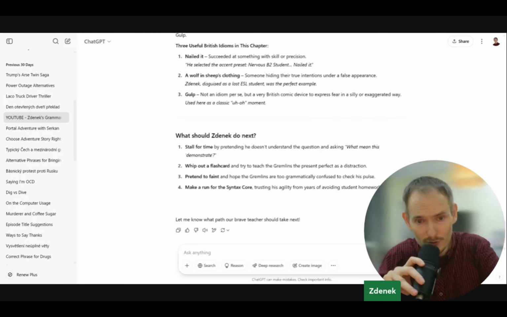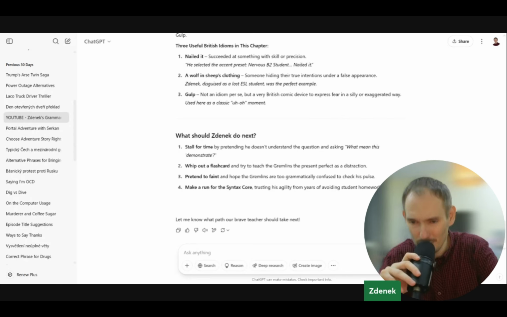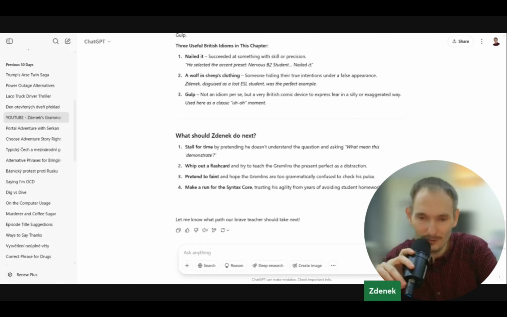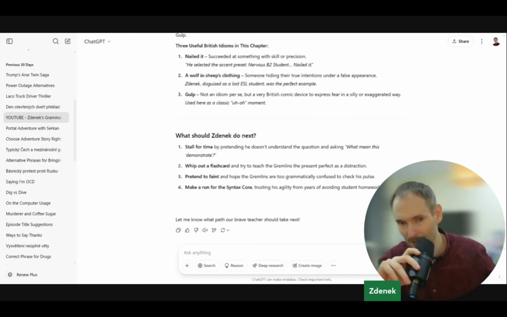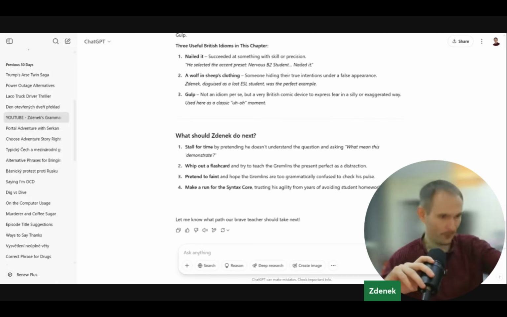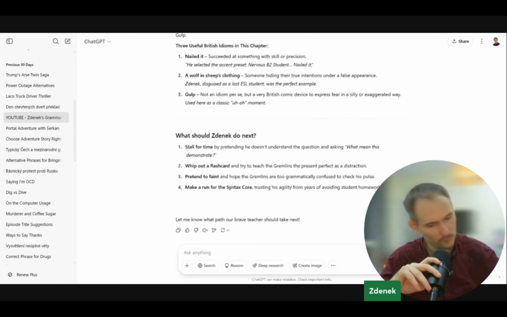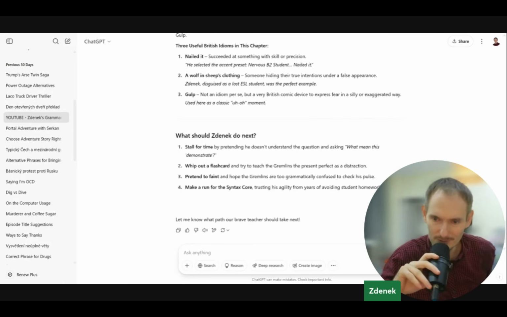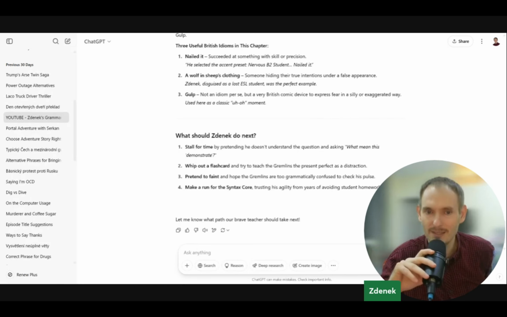Okay, I could also whip out a flashcard and try to teach the gremlins the present perfect as a distraction. So I could distract them, right? Maybe they will forget what they asked me to do if I distract them. So whip out, I suppose you just take it out of your pocket or something quickly. If you whip it out like a whip, you know. What's the sound of a whip? Like a succubi would use a whip, right? Flagellation, that's what we are talking about here.